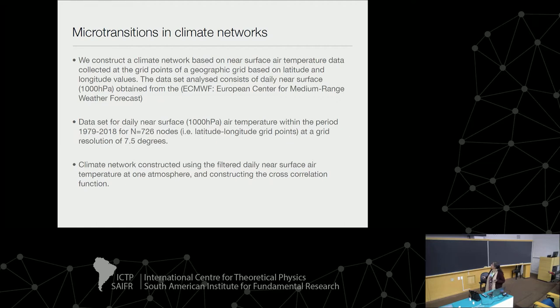And what we got was the data set for daily near surface air temperature within the period 1979 to 2018, which is last year, we will have this year, for n equal to 726 nodes, that is latitude and longitude points, at a grid resolution of 7.5 degrees. It's very nice that this huge data is actually freely available. We constructed the climate network using the filtered daily surface air temperature at one atmosphere and constructing the cross correlation.